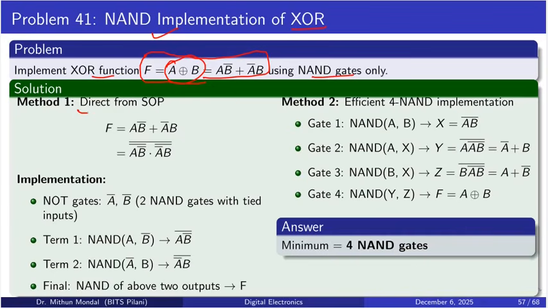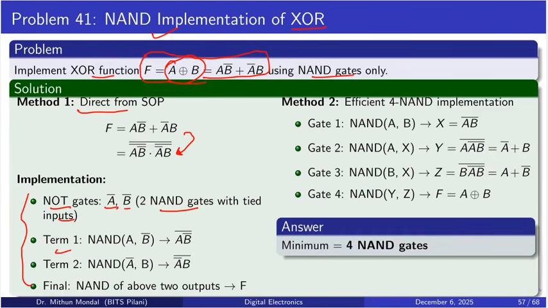In method 1, you apply it directly from SOP, and we can see that we are applying the sum of products here to get this expression with the proper NOT operations. The implementation strategy says that we will require the NOT gate, because here we have A bar and B bar, and 2 NAND gates with tied inputs.